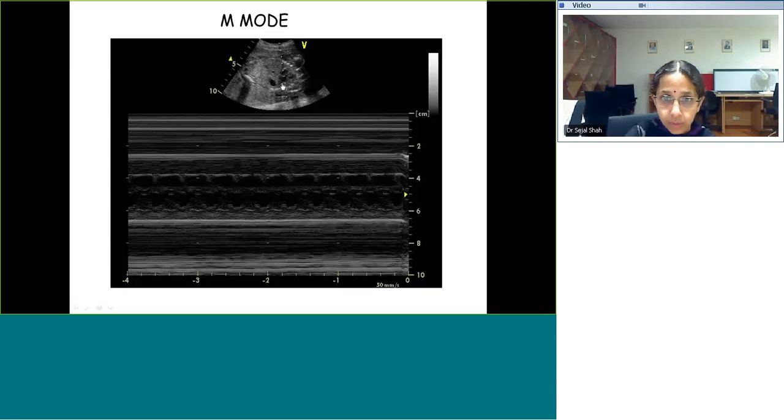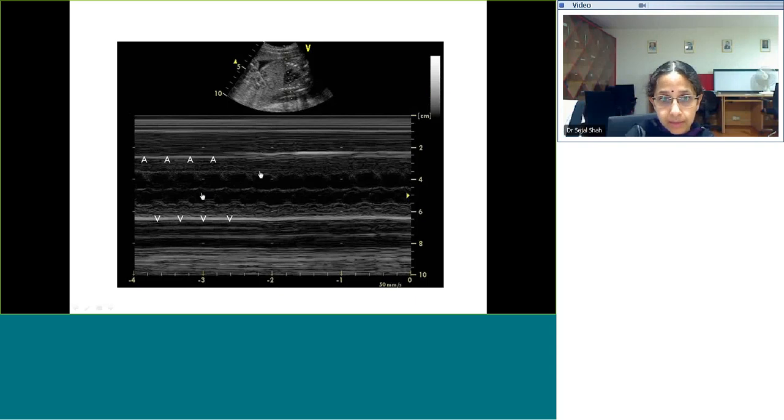Now this is an M mode cut, as we see. This is the atrial activity and this is the ventricular activity. And here we can see that the atria and ventricle coordination is maintained. This is where we have cut the atria and the ventricle. It could be the left atrium and left ventricle, or the right atrium and left ventricle, based on the position of the baby. This is how you mark the atrial and ventricular activity and see the coordination. So you have nice atrial activity and then ventricular activity, and we have AV coordination throughout.